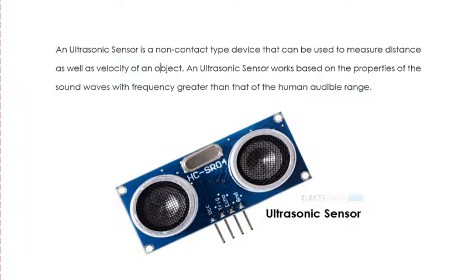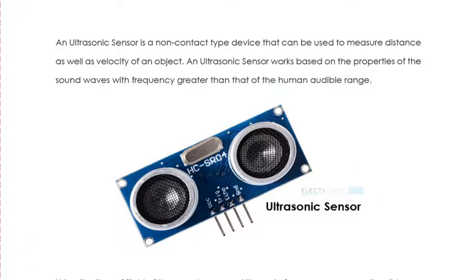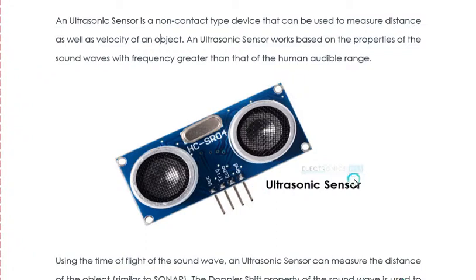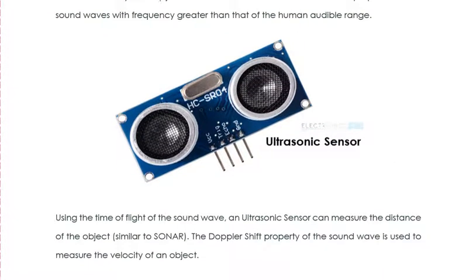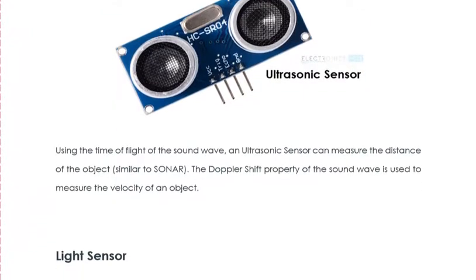An ultrasonic sensor is a non-contact type device that can be used to measure distance as well as velocity of an object. An ultrasonic sensor works based on the property of sound waves with frequency greater than that of the human audible range. So, ultrasonic gani. It uses the time of flight of a sound wave. An ultrasonic sensor can measure the distance of the object. The Doppler shift property of the sound wave is used to measure the velocity of an object.